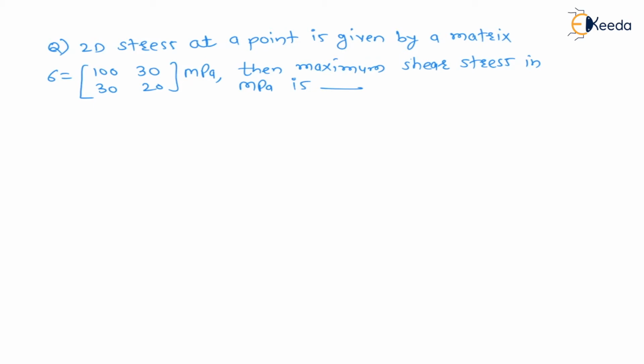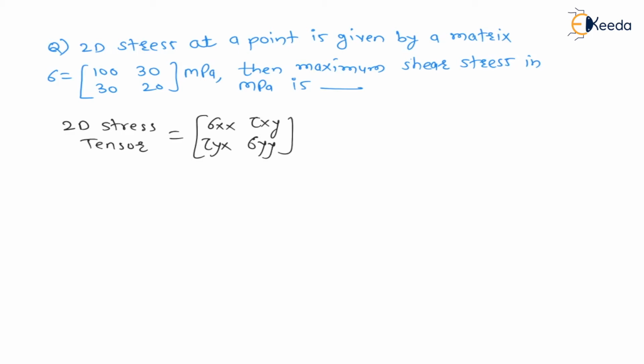See, this is a very simple question. If you see the 2D stress tensor, it is written in the matrix form, which is nothing but sigma xx, tau xy, tau yx, and sigma yy. And we already know that tau xy is always equal to tau yx. You can see in the matrix.